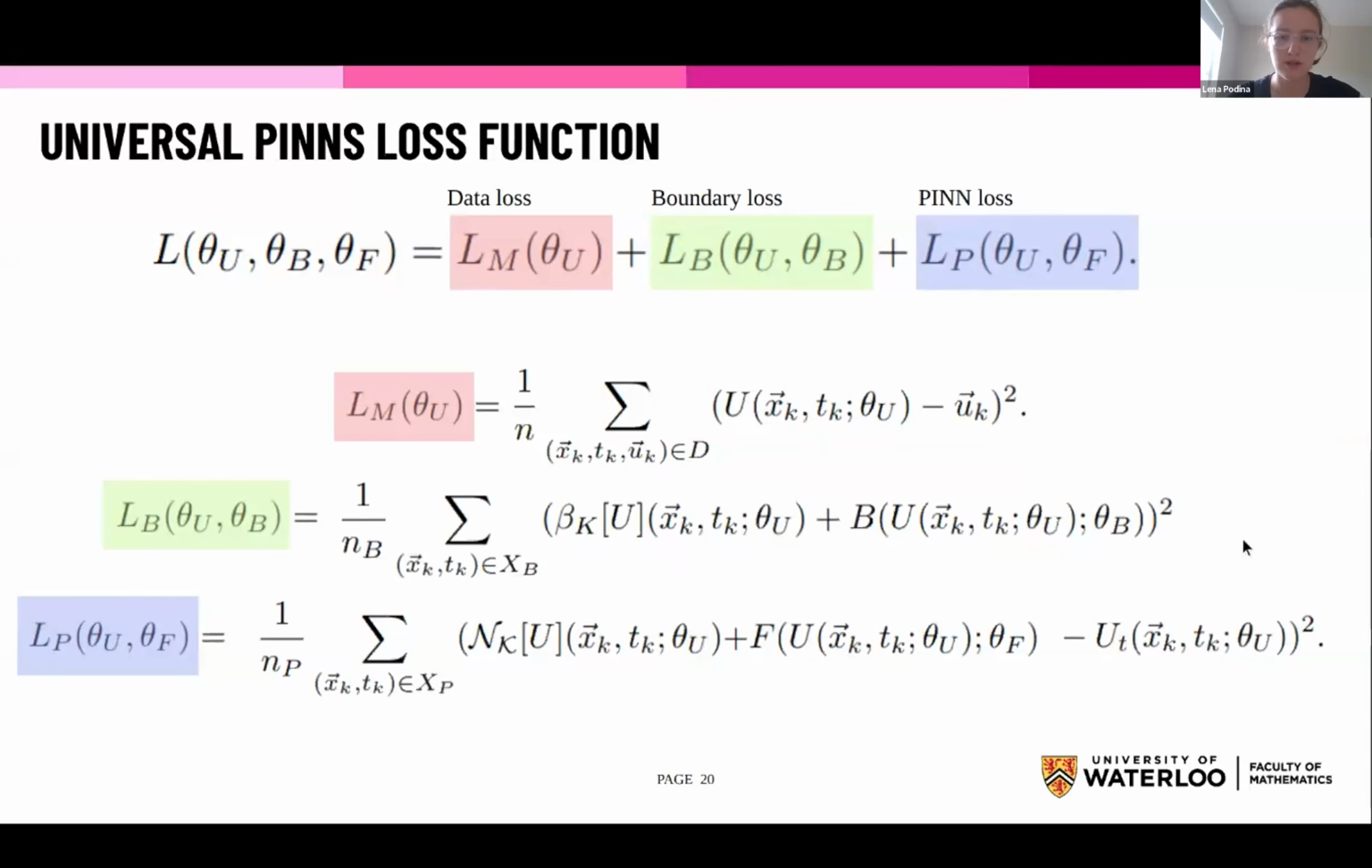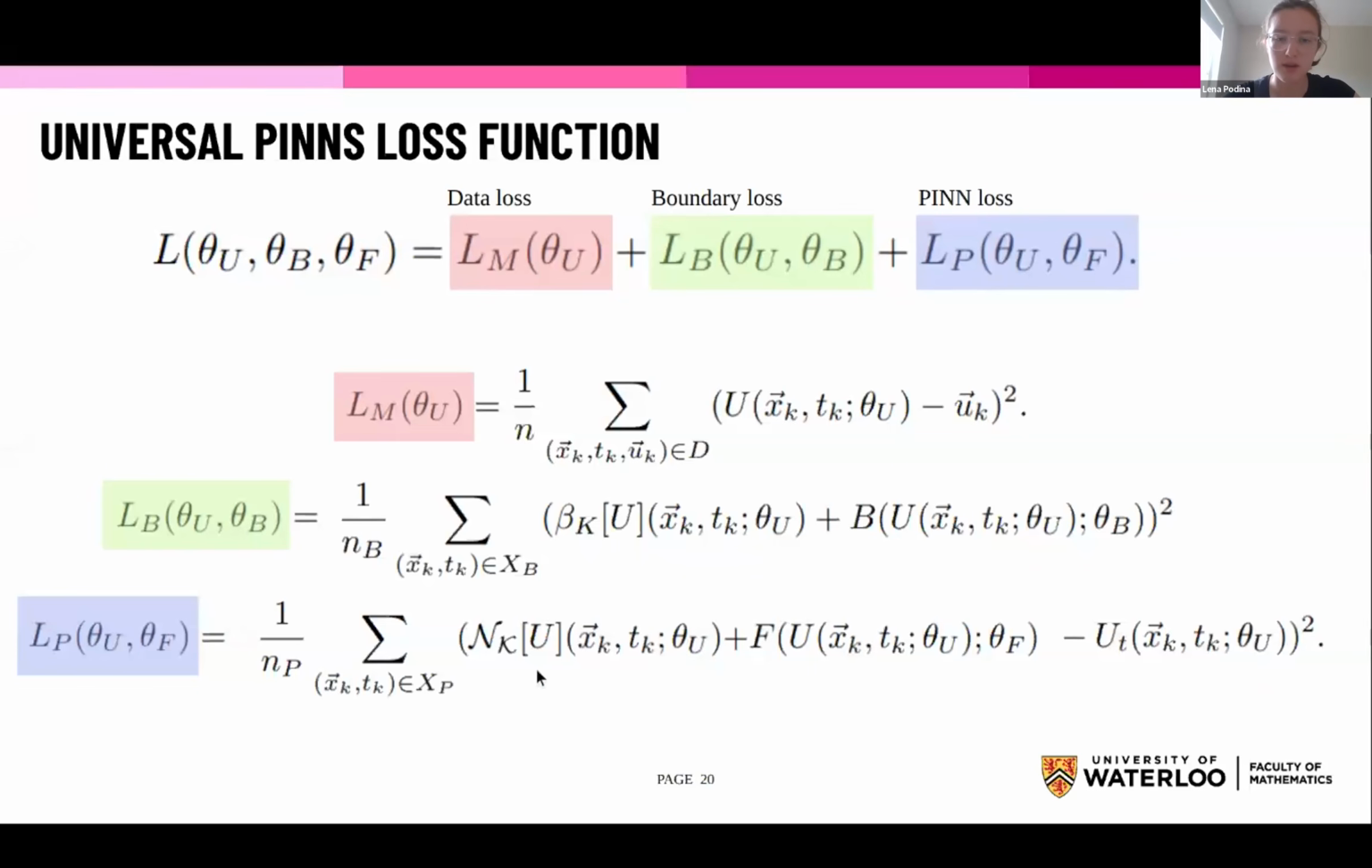The boundary loss, essentially, we're also able to use a third neural network if needed to model a part of the boundary. So if, for example, we have a known component of the boundary, beta k, and we have an unknown component, we can model it with the neural network B. This is kind of like a PINN loss, but just for the boundary, and it allows us to learn part of the boundary condition.